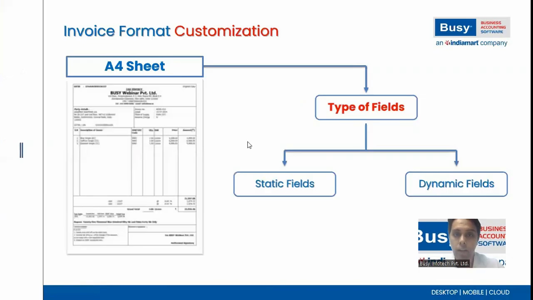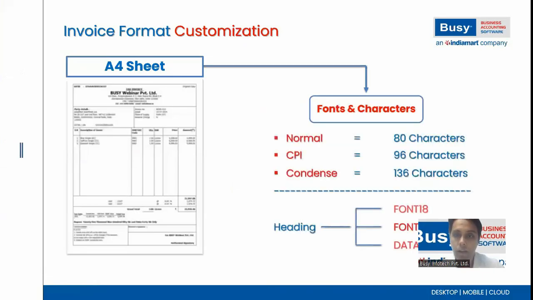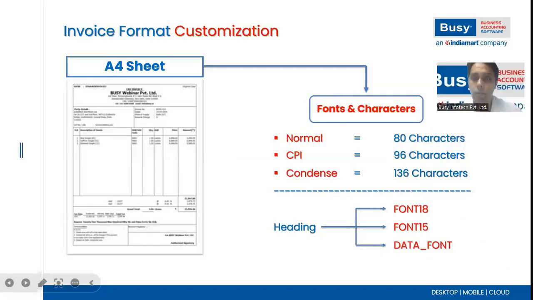Coming to the next slide. Now here you will get an option: whenever you customize your invoice format, you will get certain font characters. You are getting fonts like normal, CPI and condensed. What does normal mean? Let's suppose you are going to configure your invoice in A4 page or A4 sheet. Normal means you can use 80 characters in a single row.